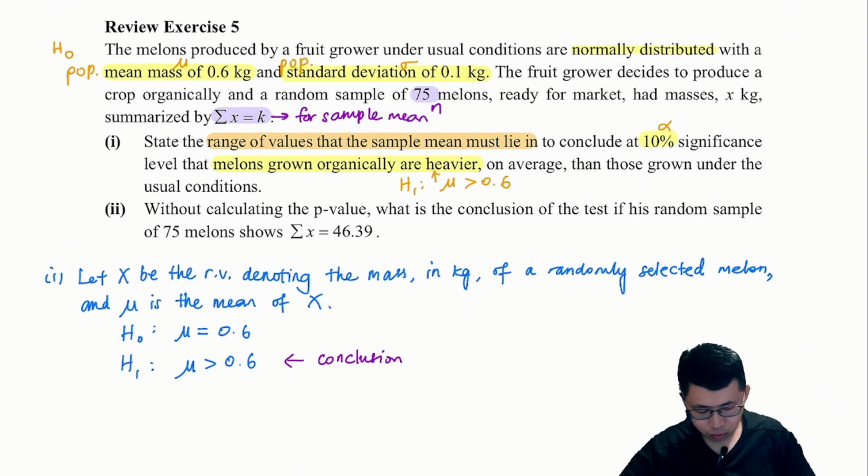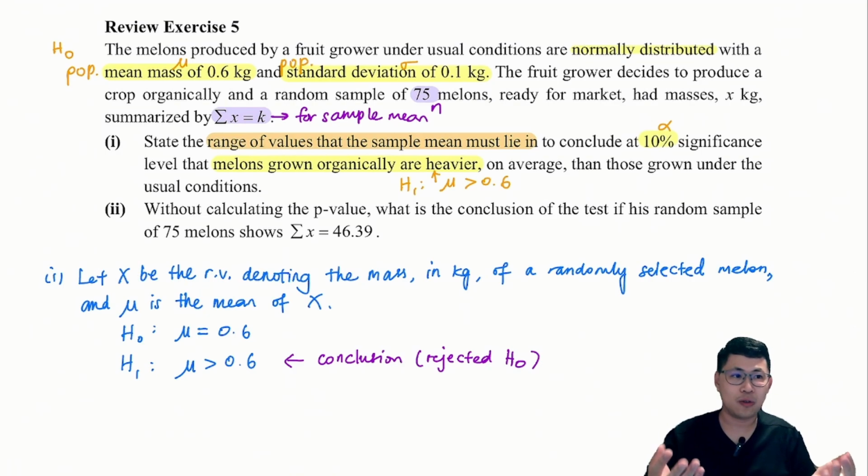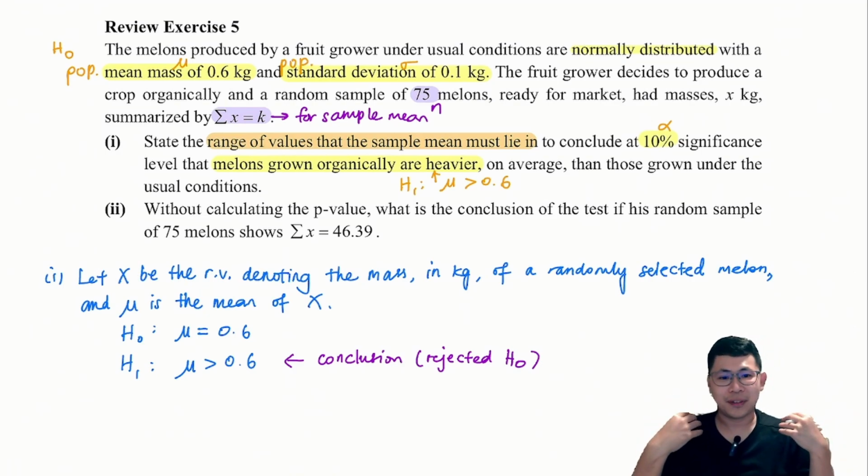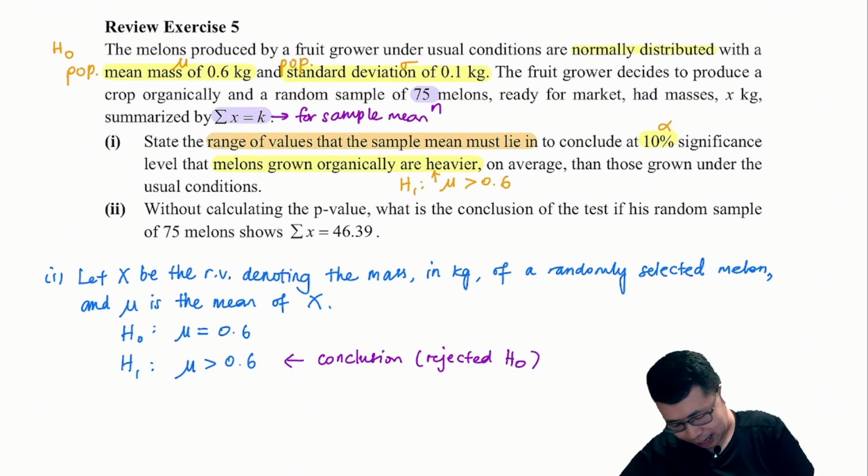Conclusion. It means we have already rejected H naught, so I don't need to write this. I'm just writing it for me to note this in the back of my brain. Something like that. Okay, step 3. Let us declare our test statistic.